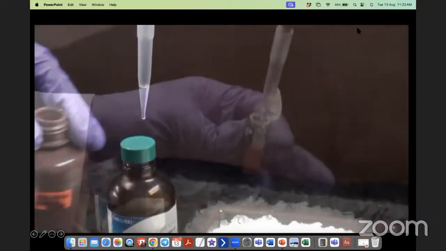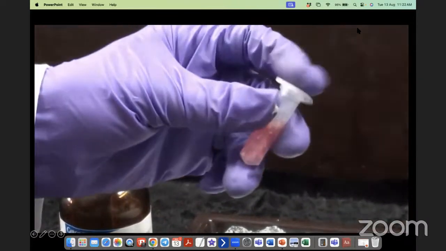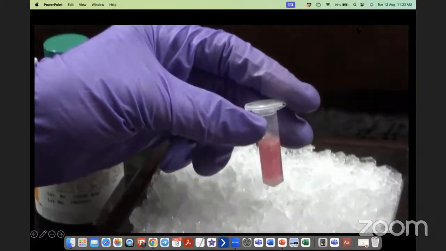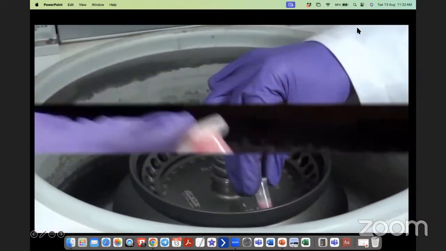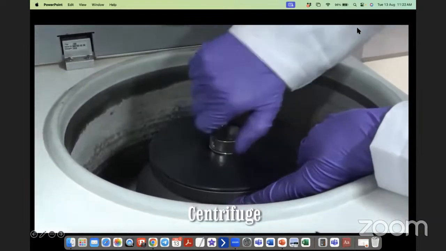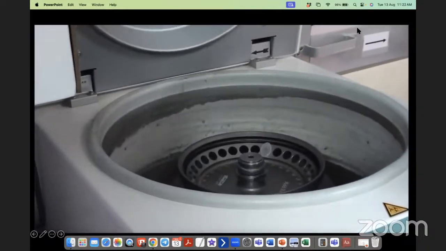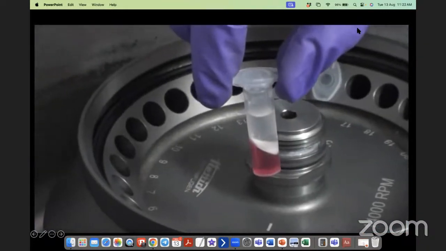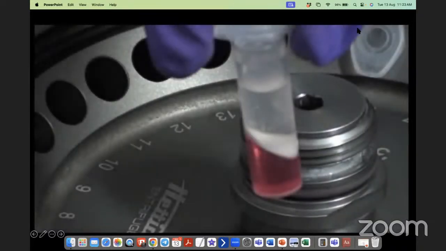Next, add chloroform to this solution, mix the contents, and place the tube on ice for a few minutes. Centrifuge the tube at 2000 RPM for 5 minutes. 3 distinct layers will be obtained. The topmost is the aqueous layer containing RNA, the center is the interface containing proteins, and the bottom layer is organic and consists of DNA.